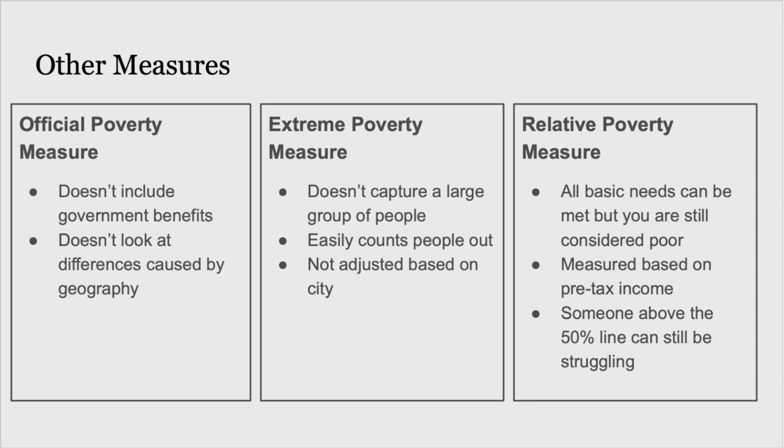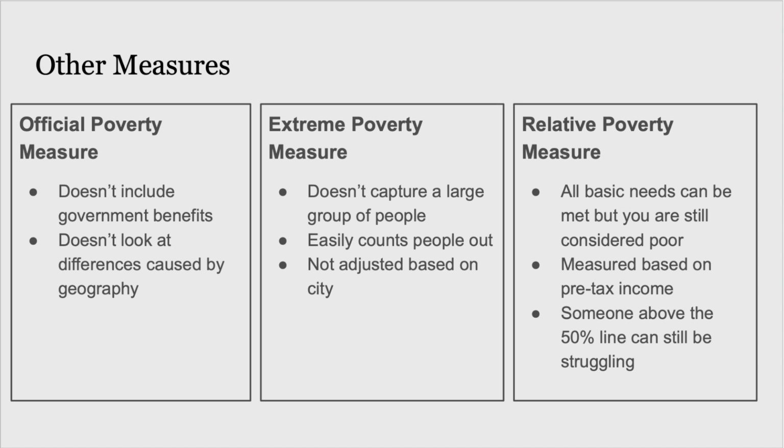There are several other poverty measures. Three of the biggest are the OPM, the official poverty measure, the EXPM, the extreme poverty measure, and the RPM, the relative poverty measure. The OPM only looks at a household's pre-tax income. The OPM does not include government benefits. These benefits offset some of the costs that are associated with having basic needs.